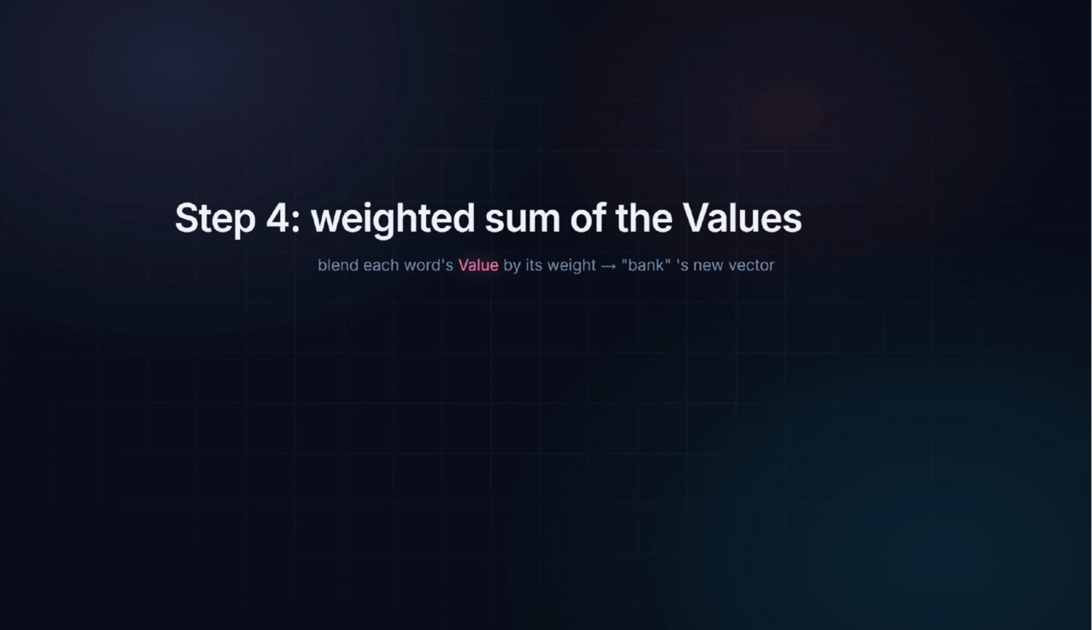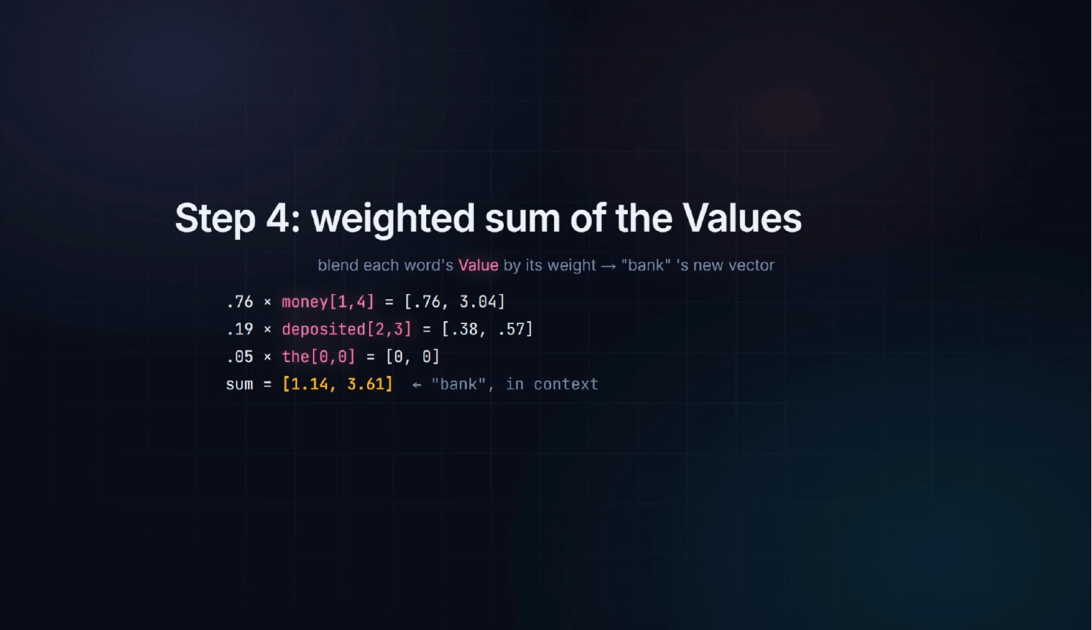Step 4, the payoff. We take each word's value vector and blend them, weighted by the attention weights we just computed. 76% of money's value, 1.4, 4, gives 0.76, 3.04. 19% of deposited's value, 2, 3, gives 0.38, 0.57. 5% of the's value, which is basically 0, contributes nothing. Add them up: 1.14, 3.61.